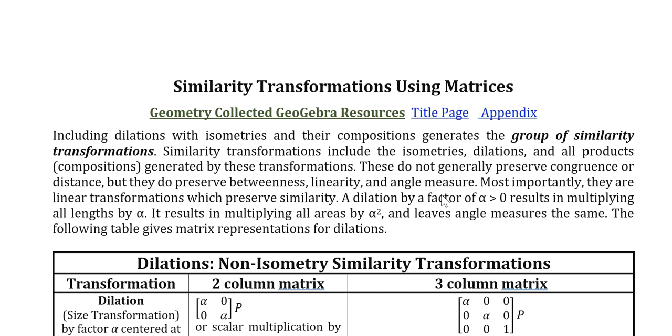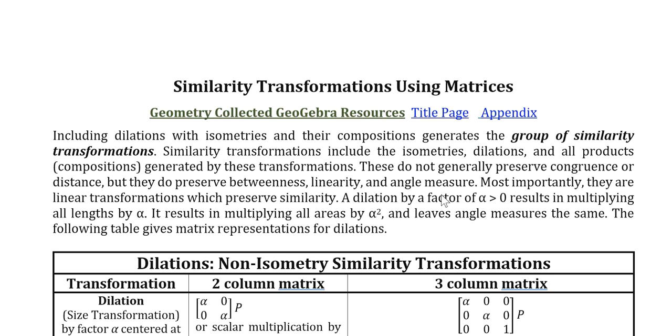In this video, we're going to look at some similarity transformations using matrices. Including dilations along with the isometries and then all the compositions of those things generates the group of similarity transformations. Similarity transformations include all the isometries, dilations, and all products, compositions generated by these transformations. These do not generally preserve congruence or distance, but they do preserve betweenness, linearity, and angle measure. Most importantly, they are linear transformations which preserve similarity.